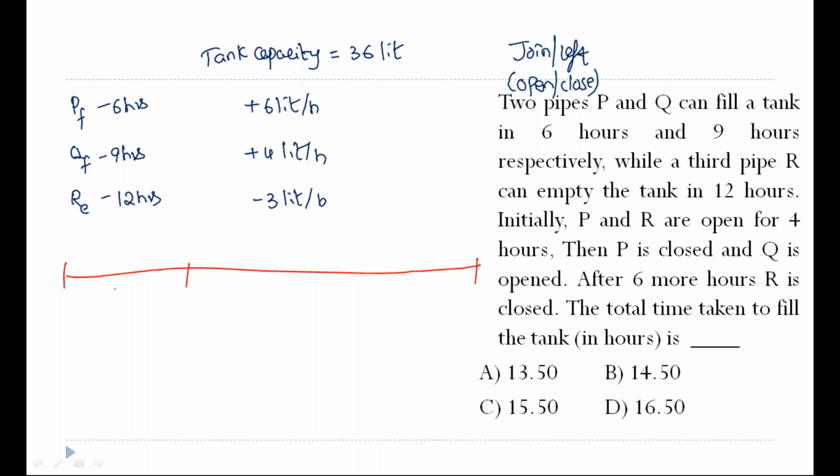Now here friends, see this, initially pipe P and R are available, just see the question. Pipe P and R are available for 4 hours. Then pipe P is closed, pipe Q is open. Now Q and R are available for 6 more hours. Then pipe R is closed, only pipe Q is available.